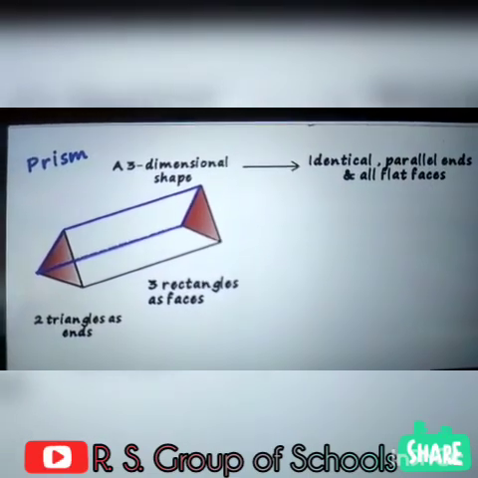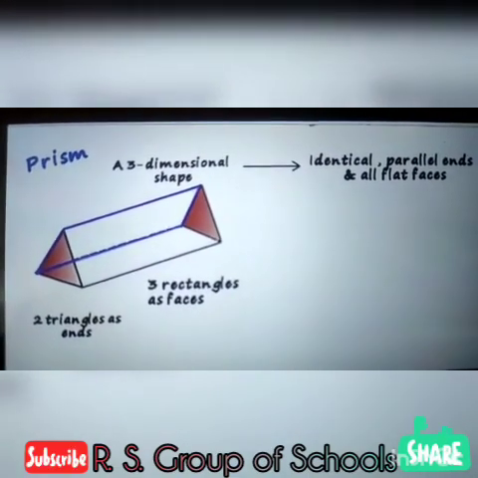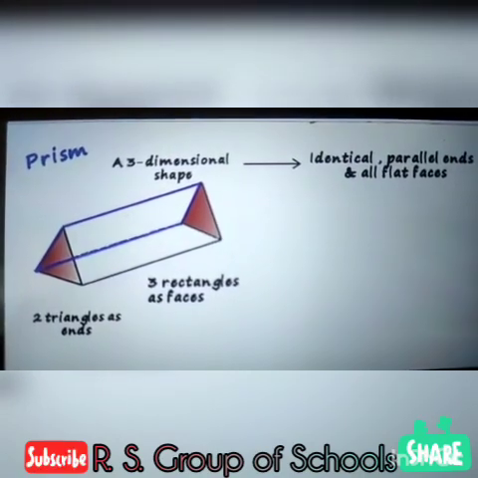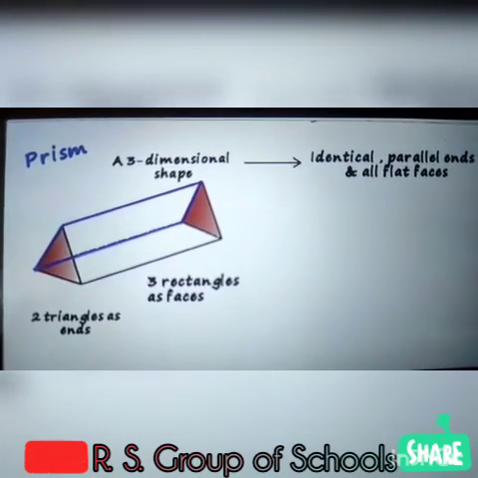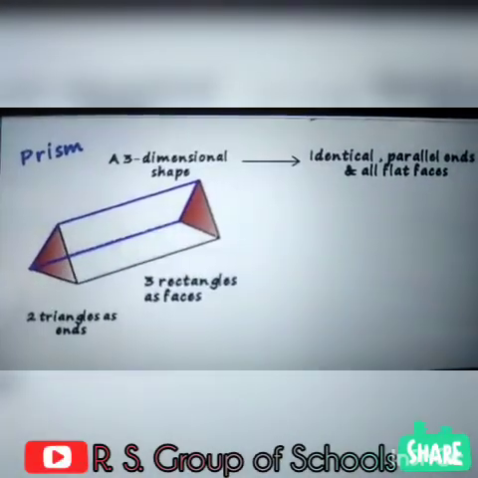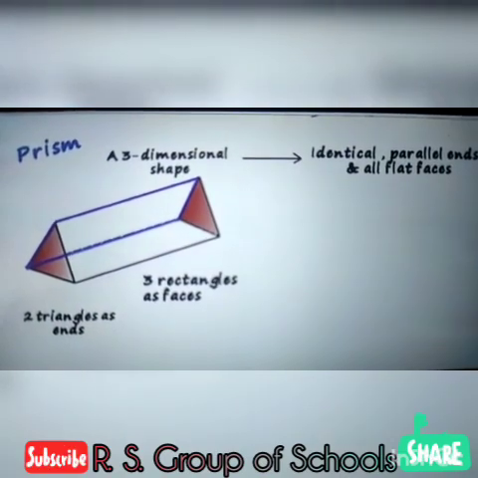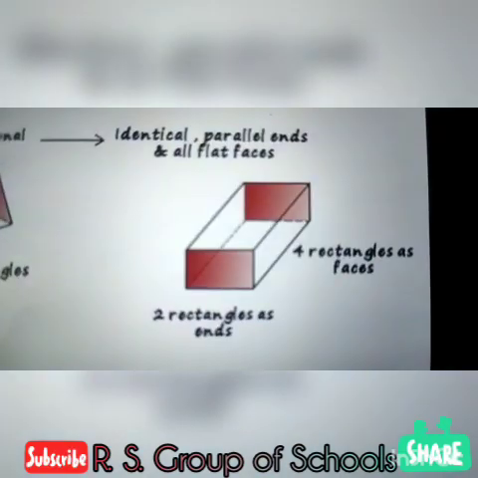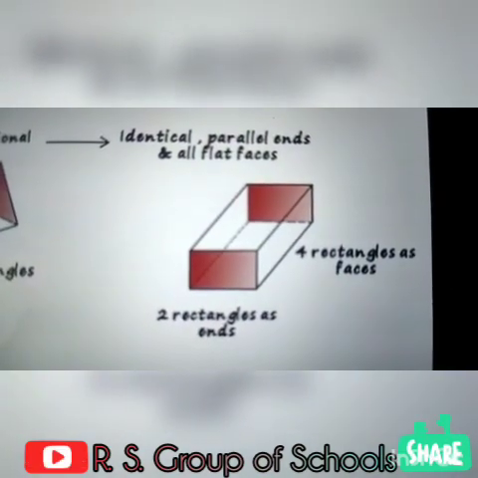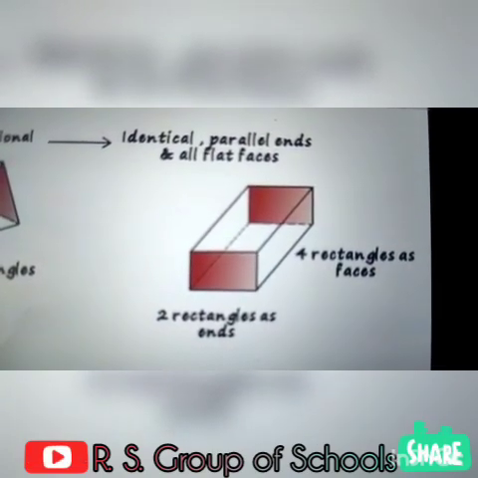In mathematics, a three-dimensional shape that is made up of two identical parallel ends supported by many flat faces is known as prism. Here we have shown a triangular prism. Here the ends are rectangles, so we can call it a rectangular prism.